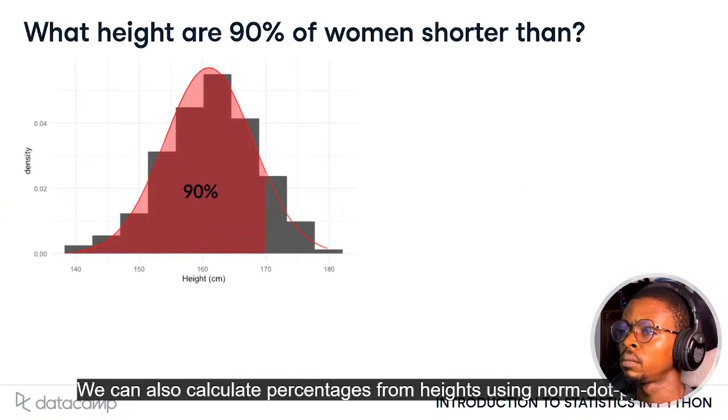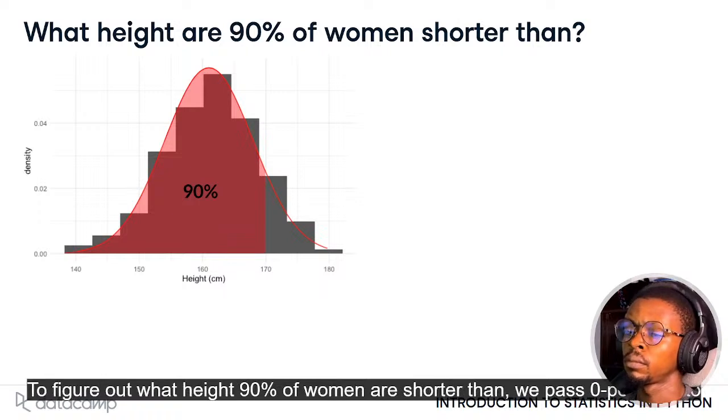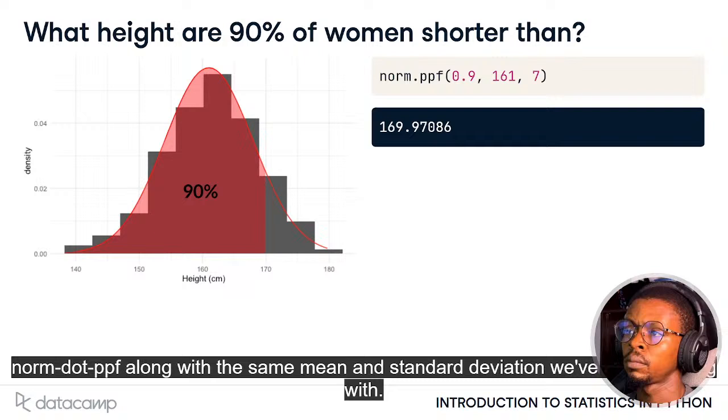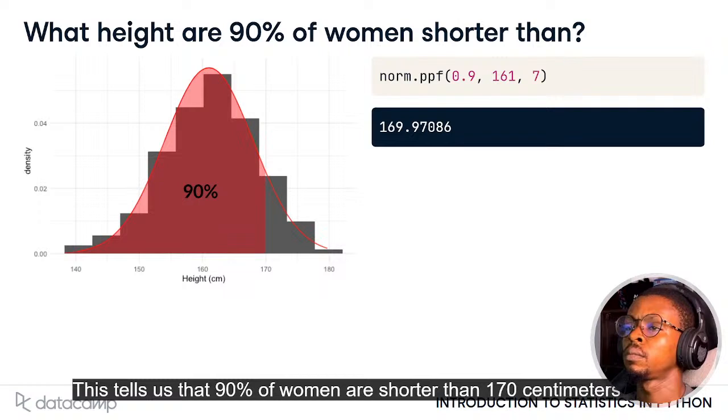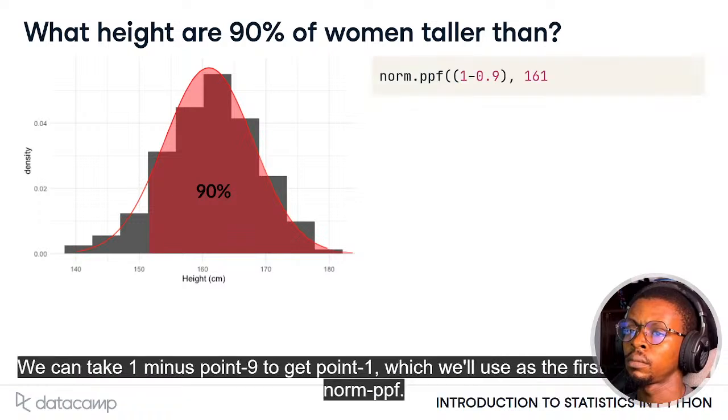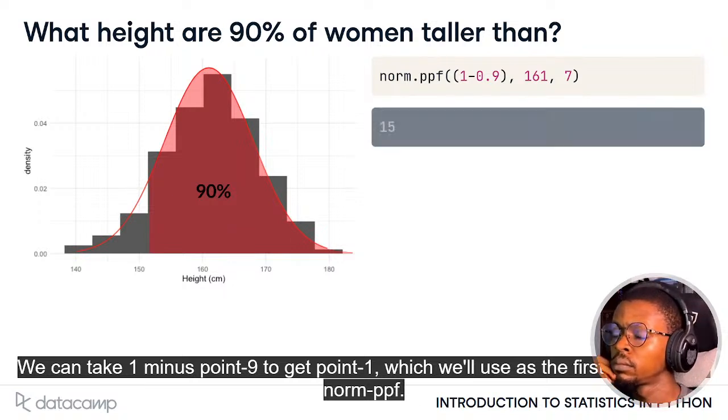We can also calculate percentiles from heights using norm.ppf. To figure out what height 90% of women are shorter than, we pass 0.9 into norm.ppf, along with the same mean and standard deviation we've been working with. This tells us that 90% of women are shorter than 170 centimeters tall. We can figure out the height 90% of women are taller than, since this is also the height that 10% of women are shorter than. We can take 1 minus 0.9 to get 0.1, which we'll use as the first argument of norm.ppf.